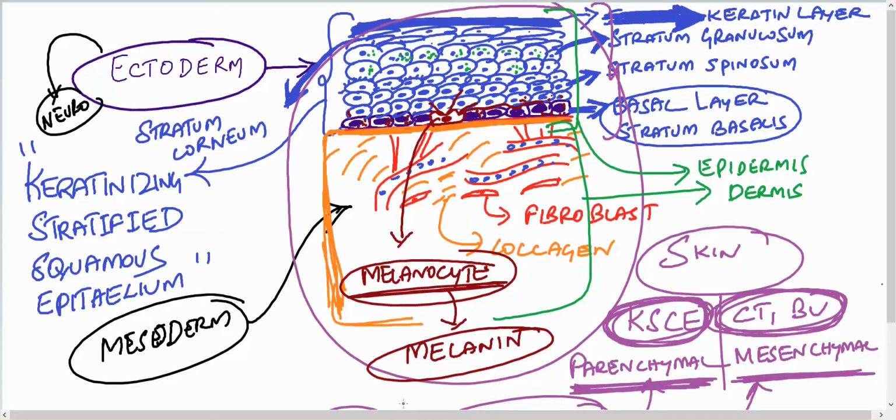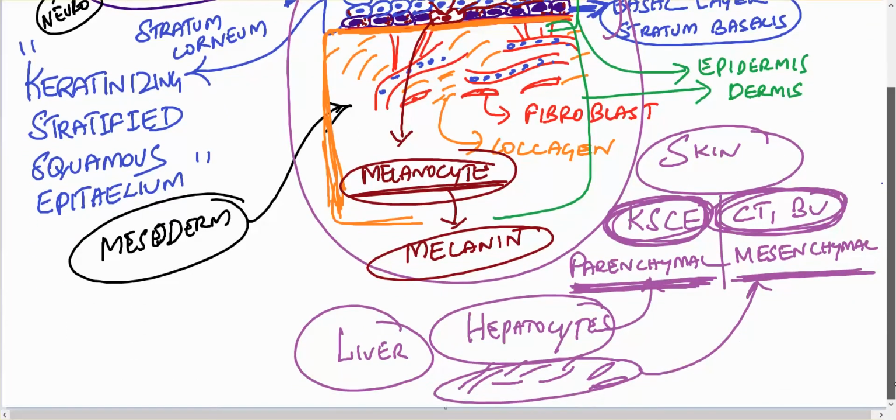I took skin as the example, and I explained the terminologies parenchyma and mesenchyma, and I explained the different layers in the skin, especially in the epidermis. In the epidermis we have keratinizing stratified squamous epithelium, made up of multiple layers: stratum basalis, stratum spinosum, stratum granulosum, and the keratin layer. This keratin layer is formed because these cells mature and they die. Okay, that is the keratin layer. So this is the explanation for parenchyma and mesenchyma using the example of skin.